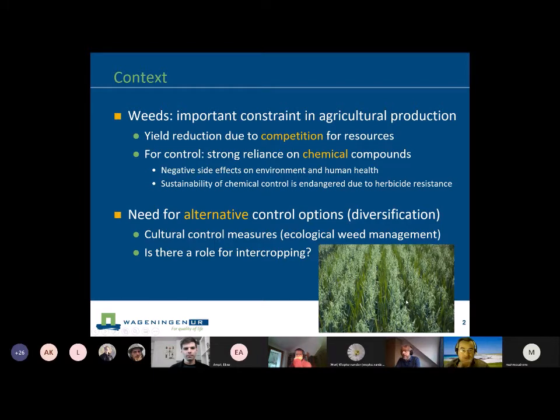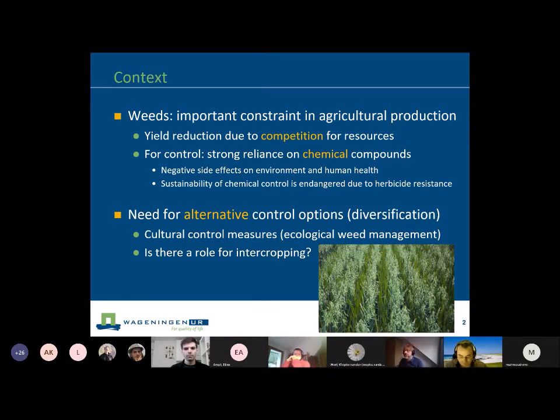So weeds, we are all aware of, are important constraints in agricultural production. They cause yield reduction due to competition for resources with the crop. And if we look at the control, then there is a very strong reliance on chemical compounds. And these chemical compounds have negative side effects, both for the environment, but sometimes also for human health. And on top of that, their sustainability is endangered due to herbicide resistance occurring if they are used too frequently.